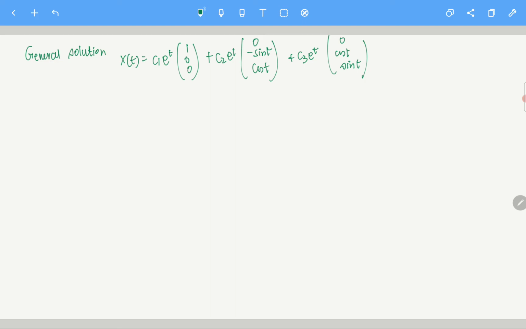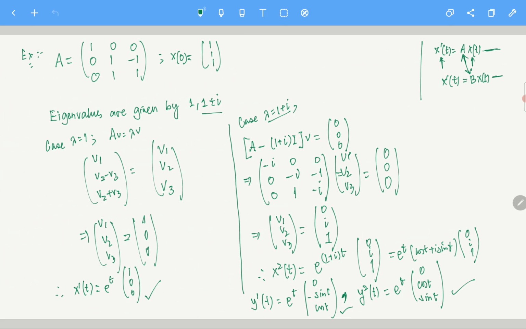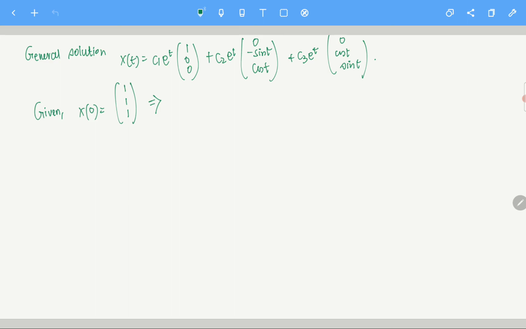This is a general solution. Now what we want is our solution which takes the value (1, 1, 1) at t equals 0. So we are given x of 0 is (1, 1, 1). What does that imply? You just have to calculate. From here you get these three independent solutions, and from here you need to find what c1, c2, c3 are.